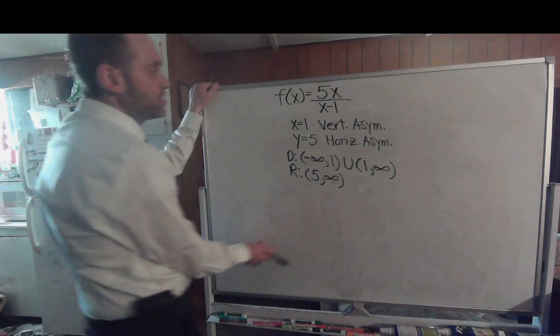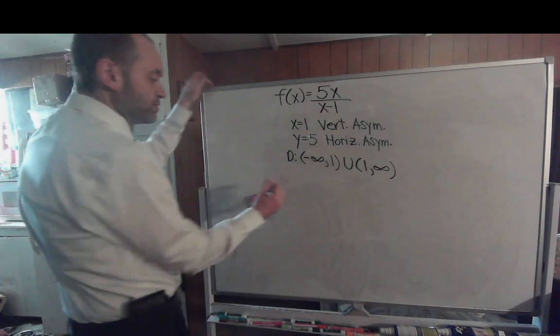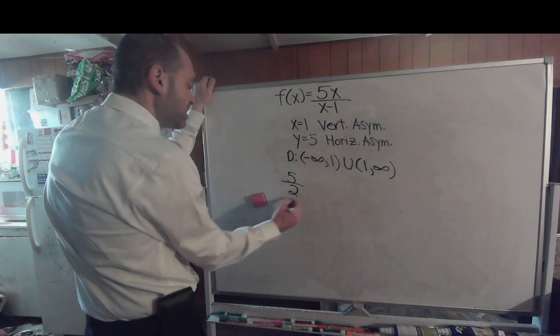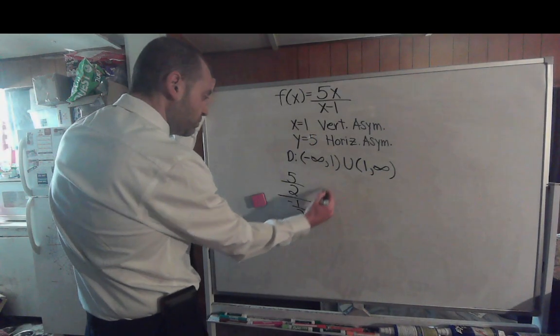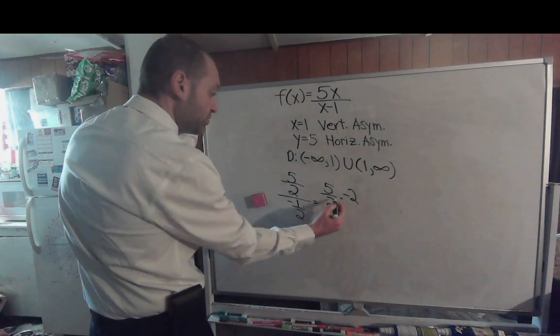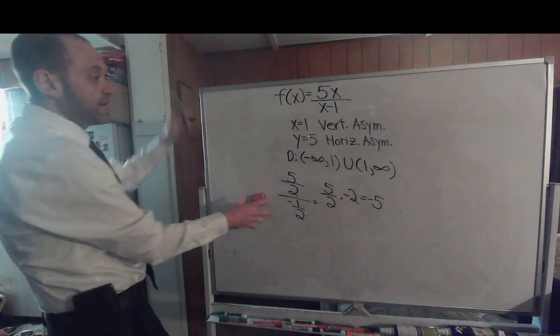Actually, you would, because you'd have 5 halves over negative halves. Let's put in x equals a half. So 5 halves over -1/2 would equal 5 halves times -2. That would give you -5. So you can get negative values.